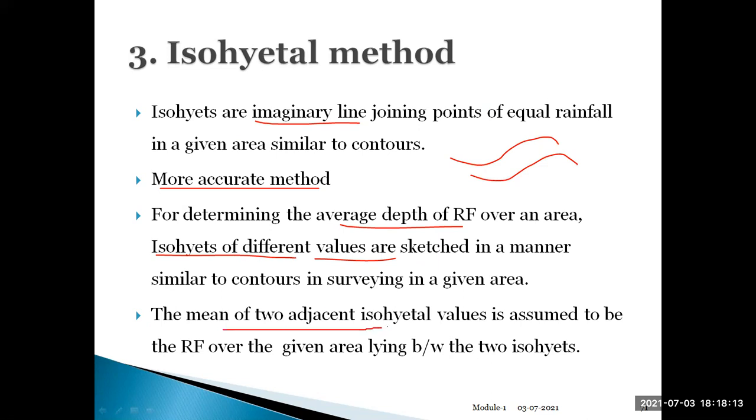And the mean of two adjacent isohyet values is assumed to be the rainfall over the area lying between two isohyets. For example, if you take these two isohyets, we are going to take the mean or average of these two isohyets, which will represent the rainfall. So the average isohyetal value will be equal to the rainfall of the area lying between two isohyets.